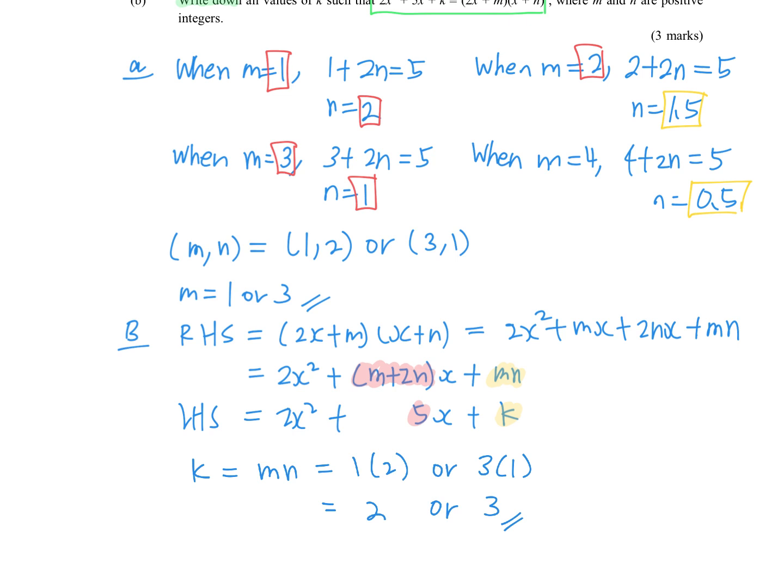Actually, you can see this question is related to factorization. If we have 2x squared plus 5x plus k, where the constant term is still unknown, for what kind of positive integers k would this quadratic polynomial be factorizable? That's the hidden agenda of this question. So that's all for this problem. Thank you for watching.